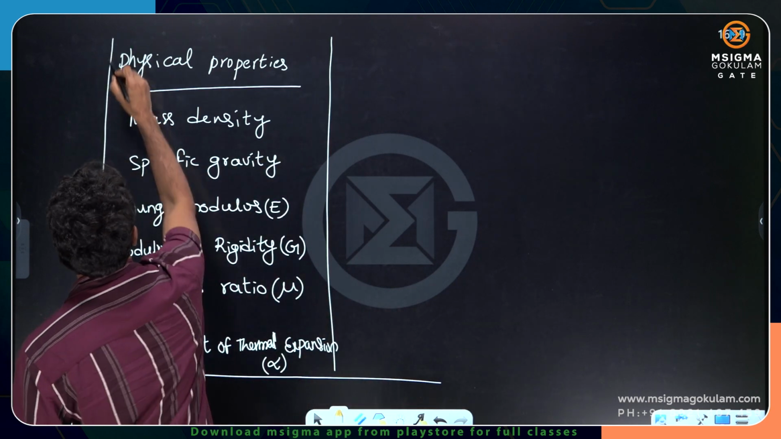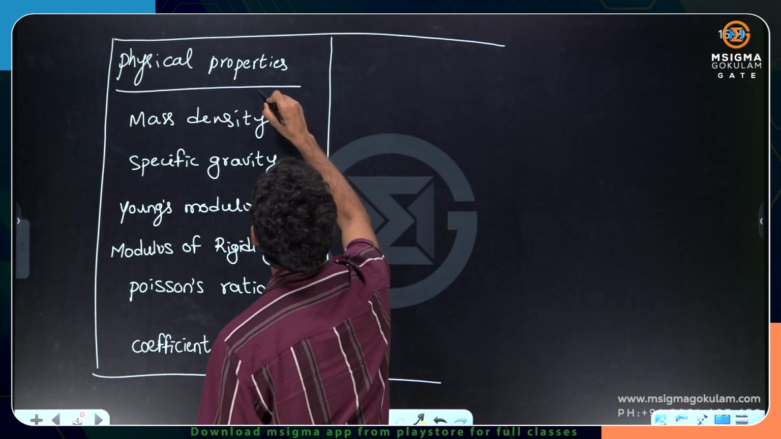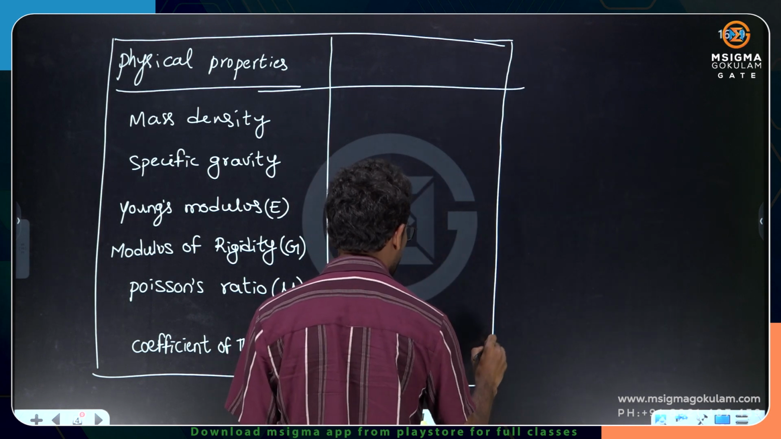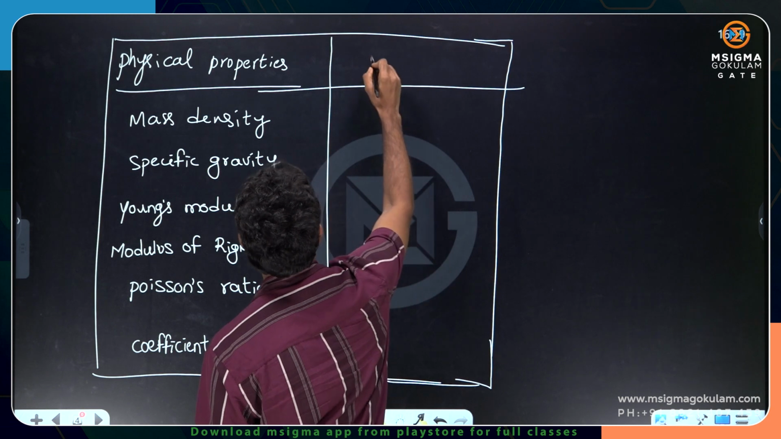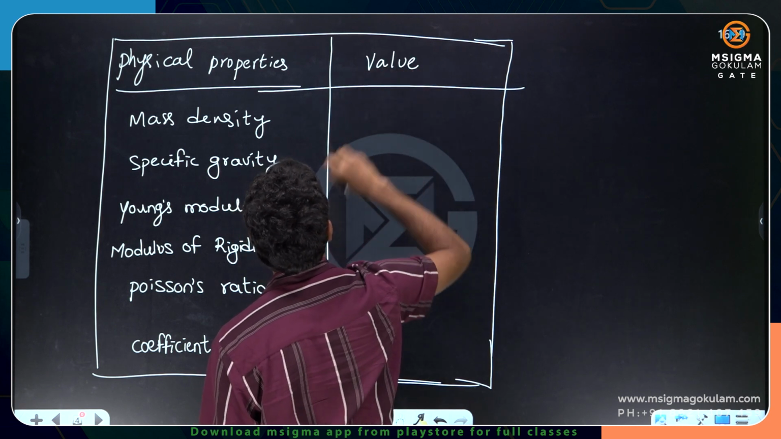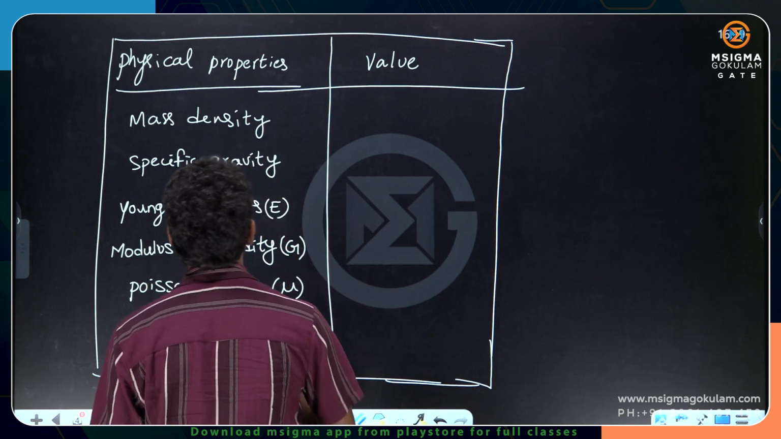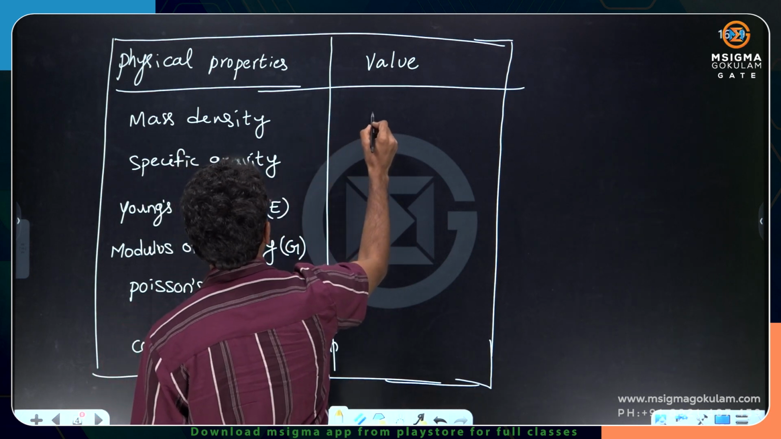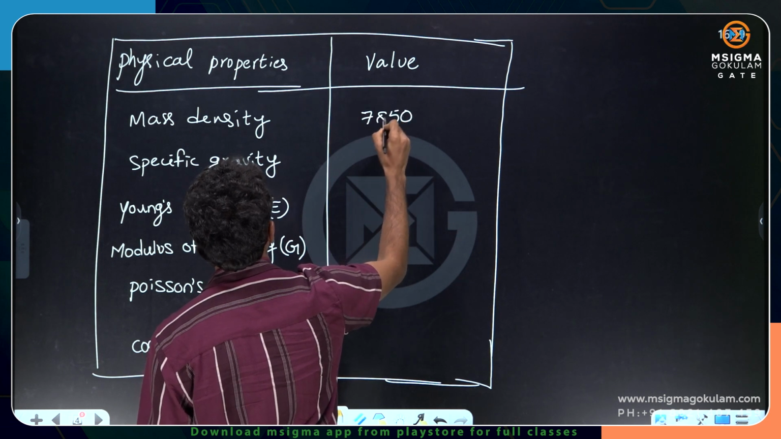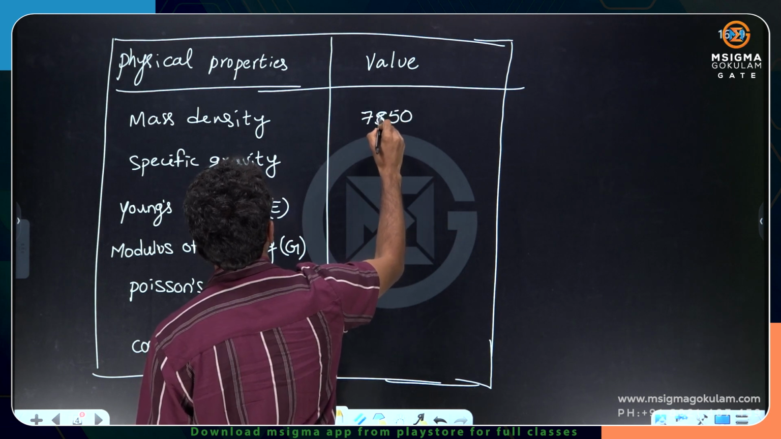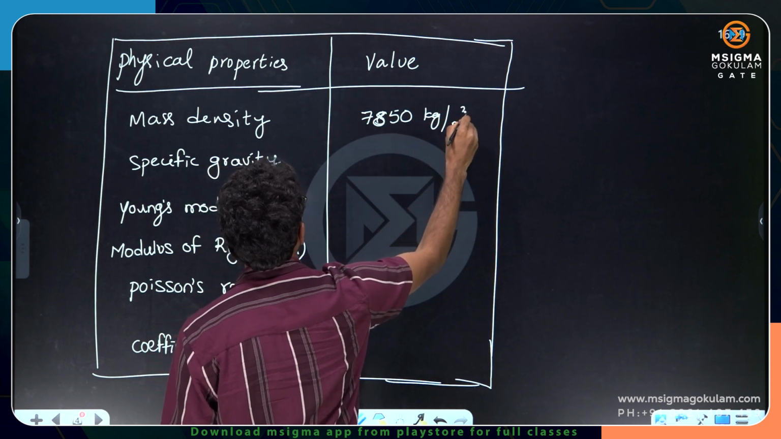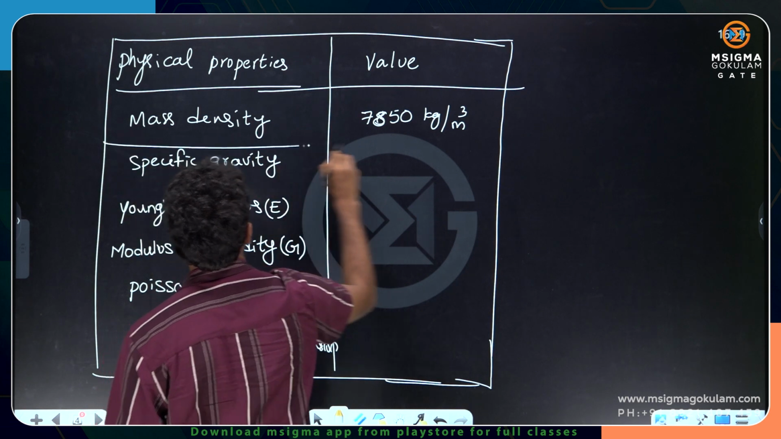Let me write it in the form of a table so that you can remember them easily. I will be dealing with everything in a very systematic way. Please follow them. Try to understand them. All these are as per the codal provisions. Mass density of the steel as per IS 800-2007 is 7850 kg per meter cube. That is the mass density of the structural steel.